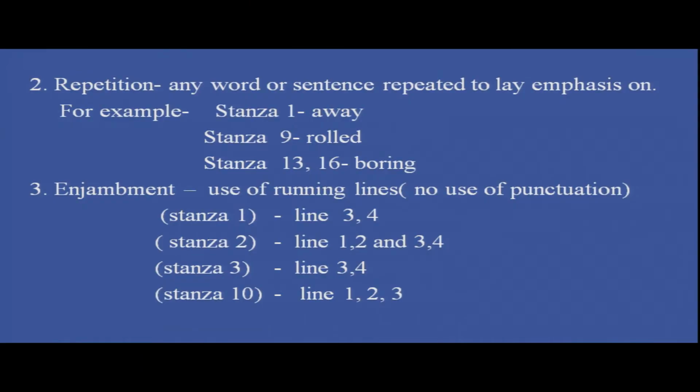Say one line goes, and the second line continues it, and only then ends with a punctuation. That is called enjambment. And you have several such examples here. I have given some examples here. Stanza 1, you can refer to stanza 1, lines 3 and 4. You can see, and the rites and the nights are so long in winter. There is no punctuation after winter. So that is an example of enjambment.